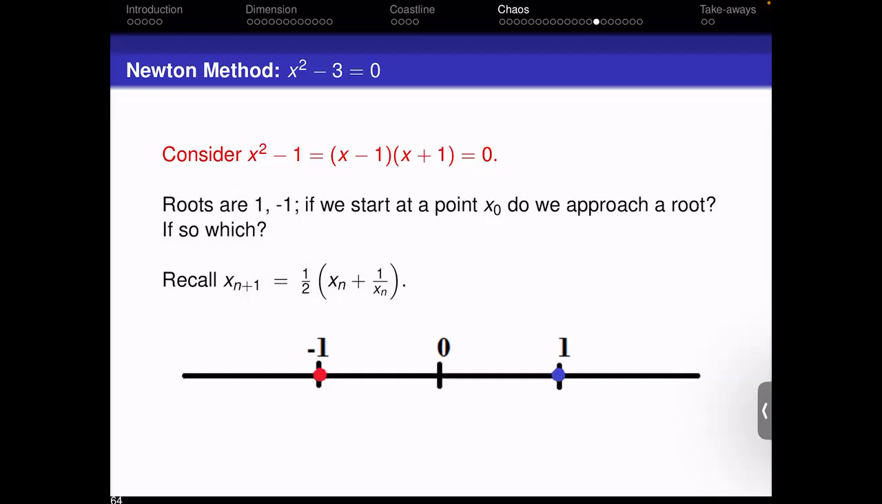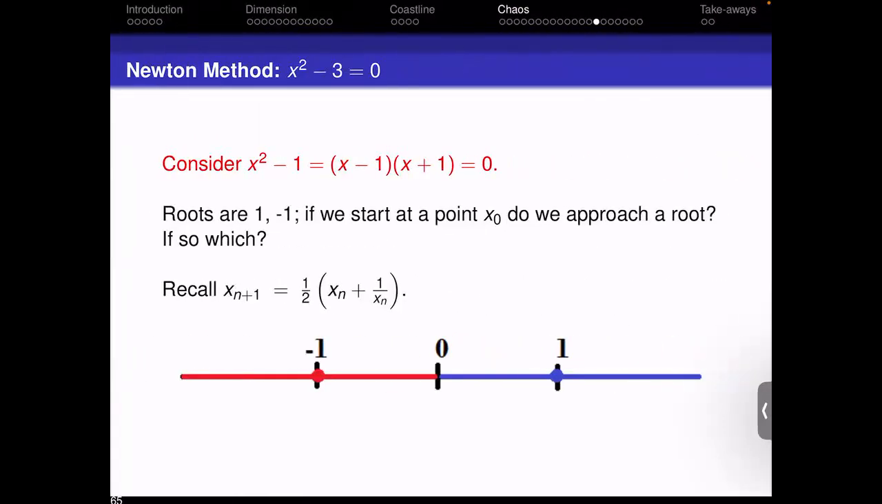Yes. Good. Left of 0 converges to -1, right of 0 converges to 1. What about 0? Right. If you try to put in 0, you have to divide by 0 immediately. And so it's not going to work. So you're absolutely correct. How would you classify these points?